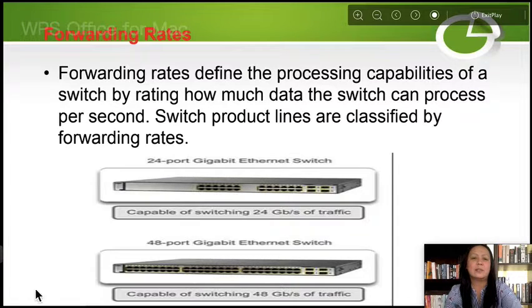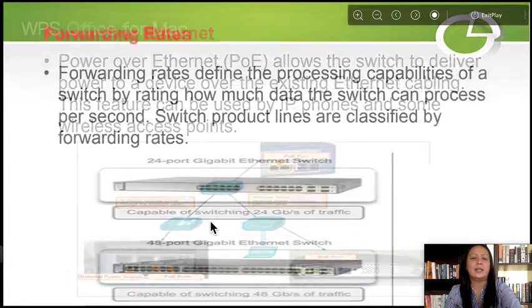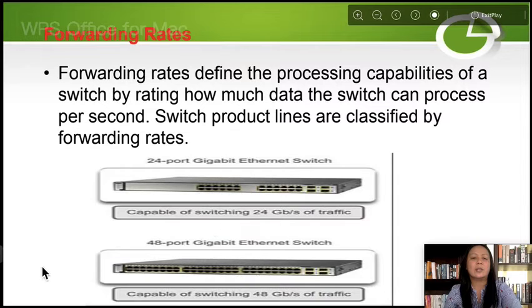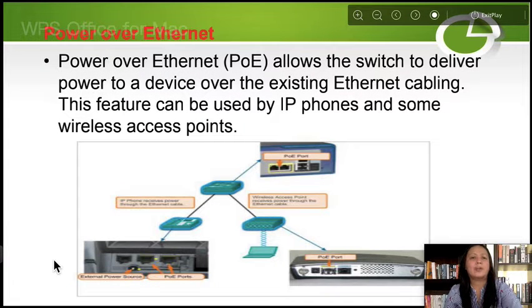So this is the 24-port gigabit Ethernet switch, capable of switching 24 Gbps of traffic, and then the other one is the 48-port gigabit Ethernet switch. Power over Ethernet, or PoE, allows the switch to deliver power to devices over the existing Ethernet cabling. These features can be used by IP phones and some wireless access points.